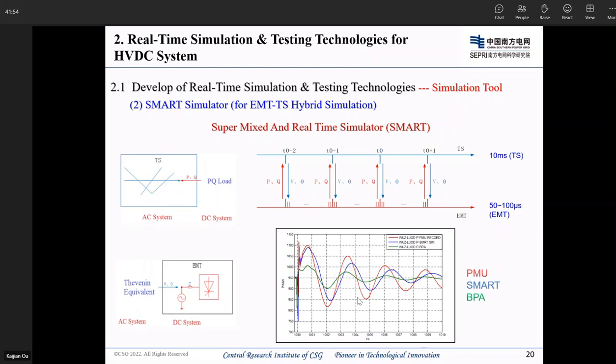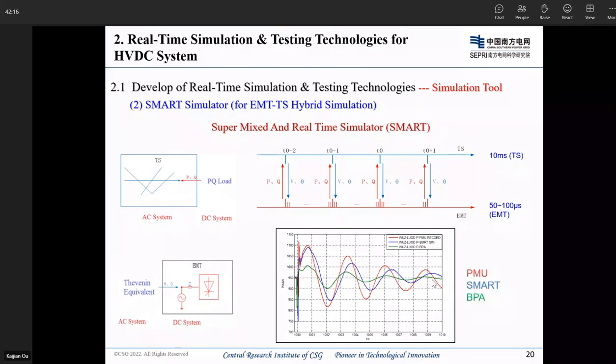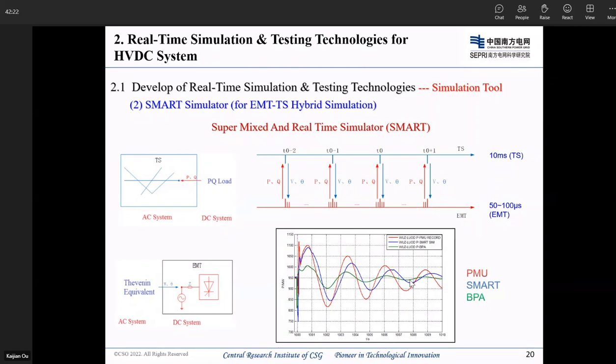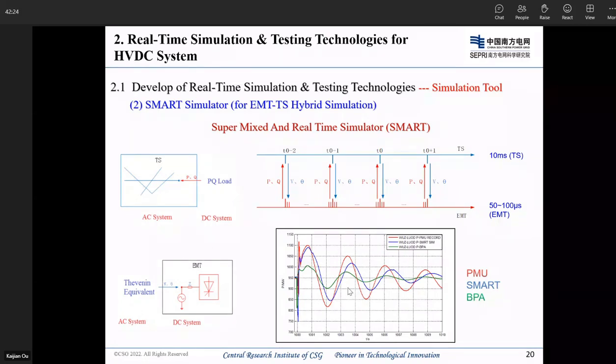We can see in the picture, the red one is the PMU curve of the real power system, the SMART simulation is the blue one, and the PPA is the green one. The green one is TS simulation. So we can see that the SMART simulation is better than PPA, because we care about the HVDC. The HVDC is simulated in EMT simulation, so the simulation is better.